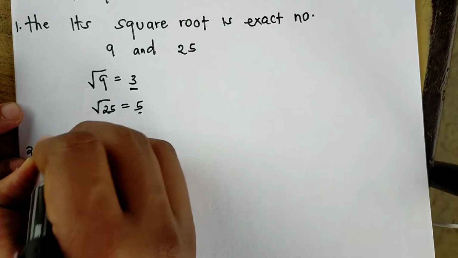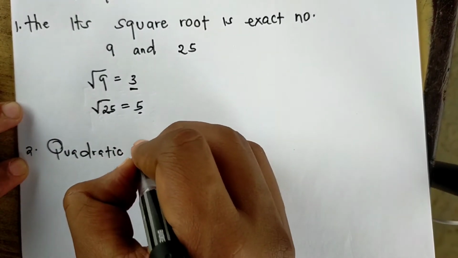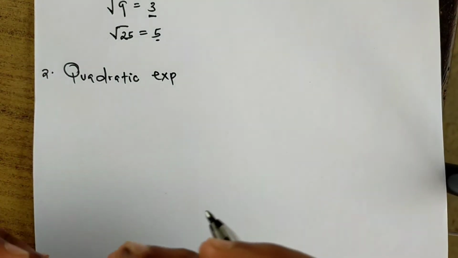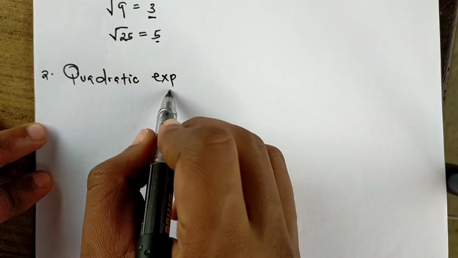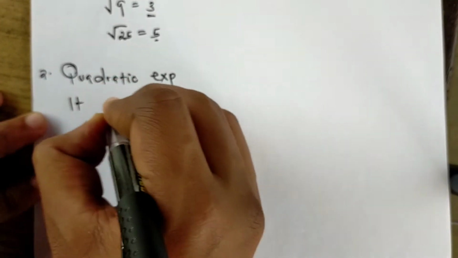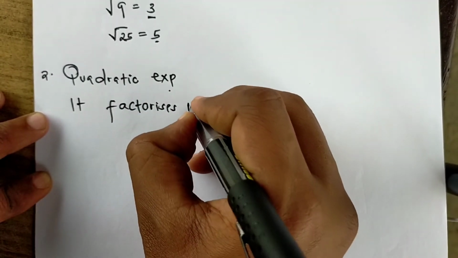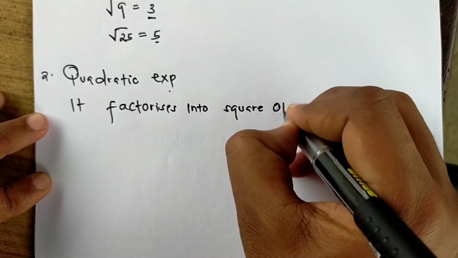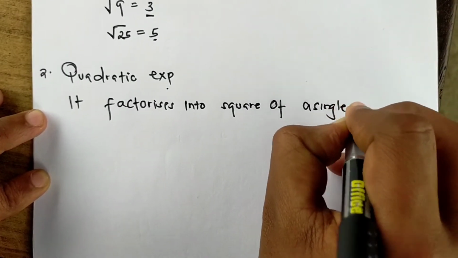Let's go to quadratic expressions. For a quadratic expression, what should we say? If a quadratic expression is a perfect square, then it factorizes into a square of a single expression.